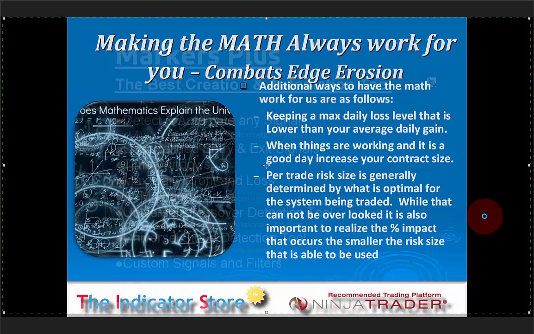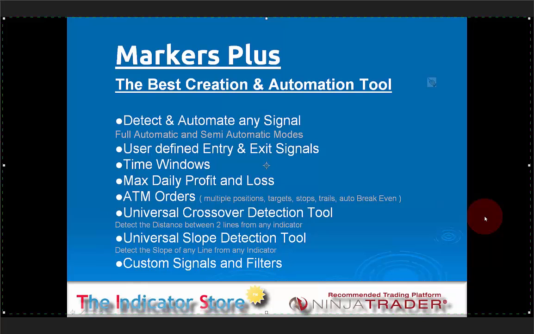All right, we're here. Markers Plus. Let's talk about it. This will only take a few minutes, and then we're going to look at the charts. So we're getting close to the fun stuff. Markers Plus is absolutely the best tool to be able to not only automate any signal that you currently have, but also to create your own indicators. How about not having to pay a programmer anymore when you have a great idea? You can use Markers Plus to actually create your own indicator and then automate it if you want.